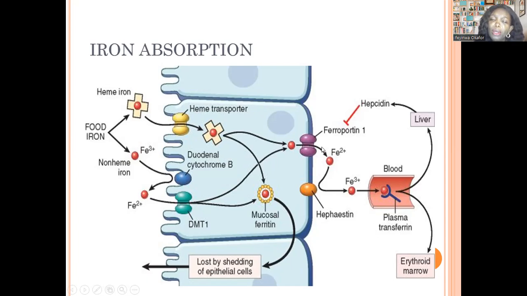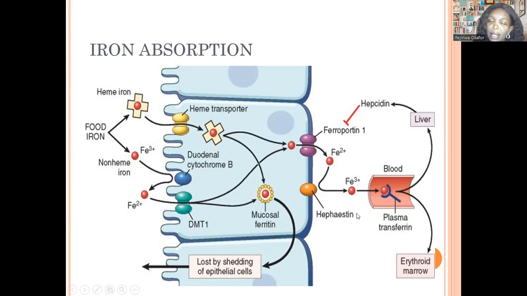But before iron 2 can be carried by transferrin to be taken to where it is needed in our body, this iron 2 must be reoxidized back to iron 3. And we have enzymes on the walls of the duodenal enterocyte that help in reoxidizing iron 2 to iron 3. The enzyme is called hephaestin. When this enzyme is in plasma, it is called ceruloplasmin.